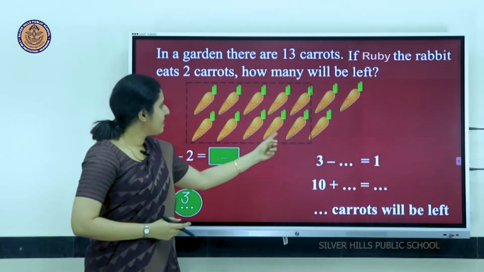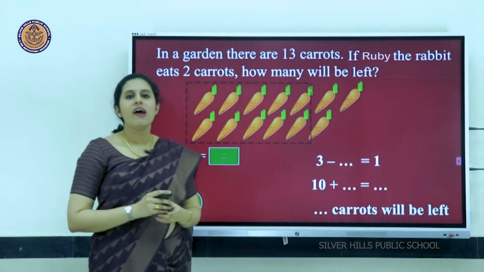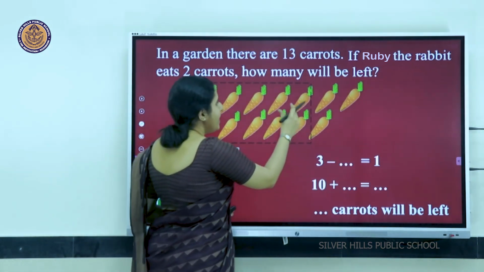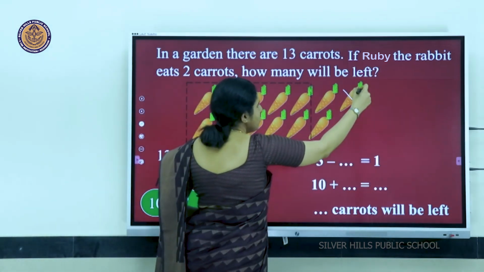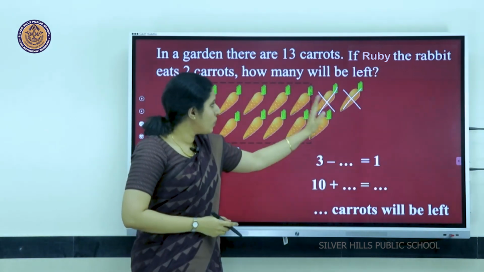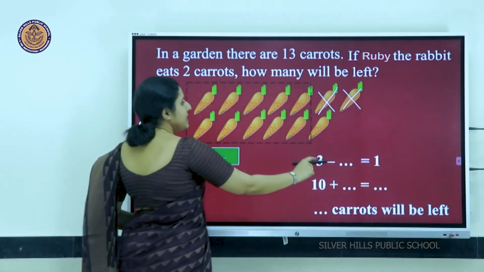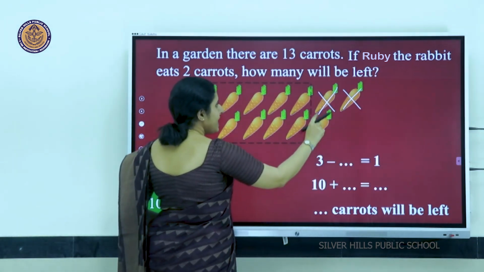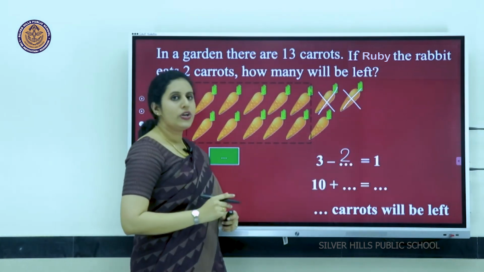So, inside this dotted rectangle there are 10 carrots, outside it there are 3 carrots. Now, we have to take away 2 carrots which the rabbit has eaten. How do we do that? We do not touch the carrots inside the 10 group. Instead, we cross out 2 carrots from the ones side, not from the 10 side. From the ones side, we take away 2 carrots. How do you write that here? 3 minus 2 is equal to 1. So, from 3 carrots on this side, how many did I take away? 2 were taken away and you got 1.